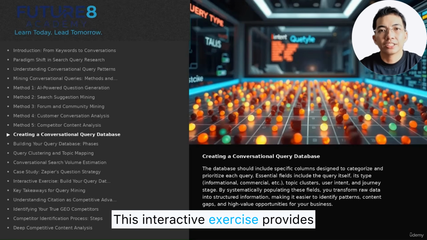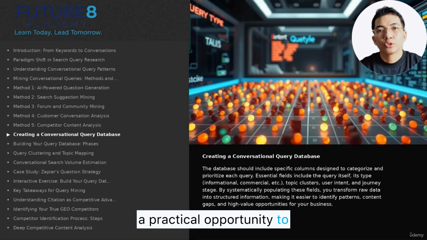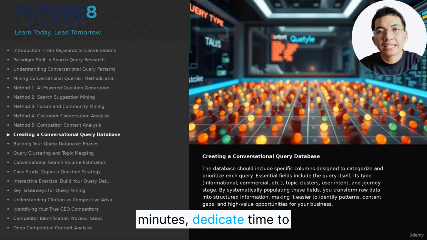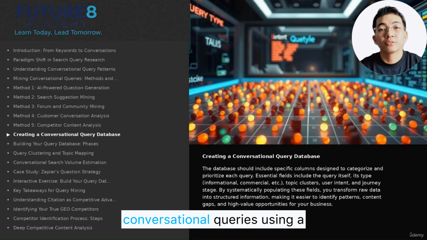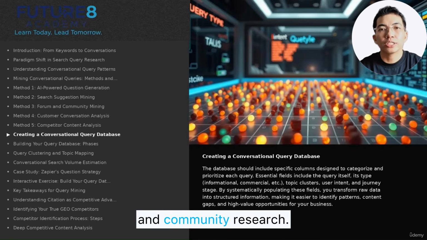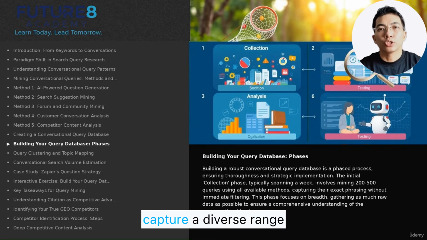This interactive exercise provides a practical opportunity to apply the query mining techniques discussed. Begin by selecting one core topic within your business to focus on. Over the next 60 minutes, dedicate time to mining at least 100 conversational queries using a minimum of 3 different methods: AI generation, search suggestions, autocomplete and PAA, and community research. The goal is to capture a diverse range of actual user questions.